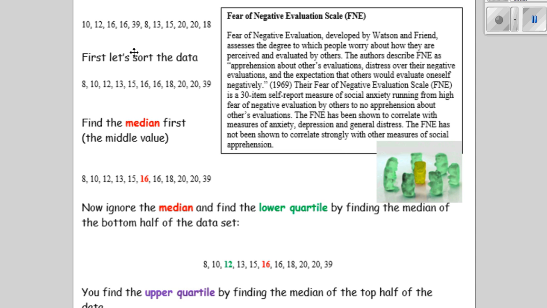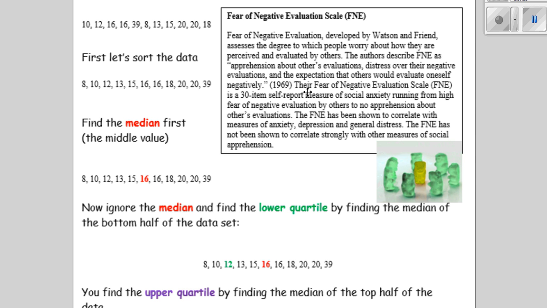Okay, so here's our 11. Imagine these are 11 results from this thing. Trying to again connect it to psychology. Fear of negative evaluation, developed by Watson and Friend, assesses the degree to which people worry about how they are perceived and evaluated by others. The authors described FNE as apprehension about others' evaluations, distress over their negative evaluations, and the expectation that others would evaluate oneself negatively. 1969, this is a while ago.